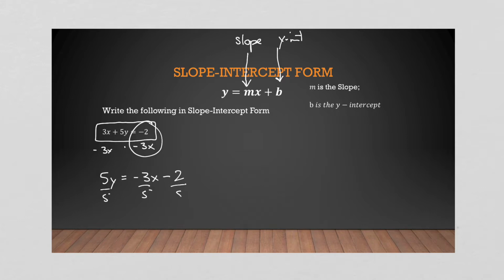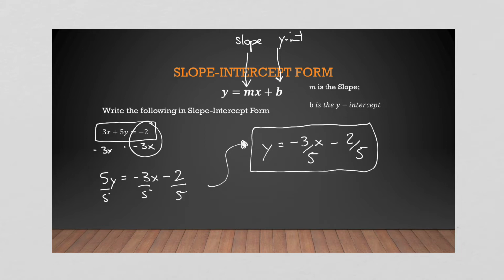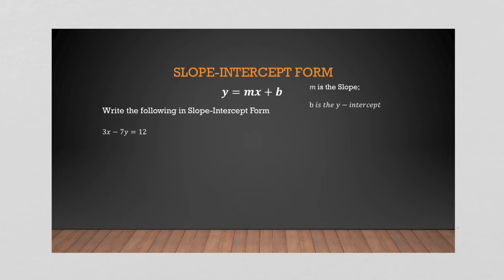Now in this case, are we going to have a beautiful, perfect whole number or integer y-intercept? No. We're going to have y equals negative 3 over 5 x minus 2 over 5. It's still plottable. 2 over 5 is just a little bit less than a half, so you can find a spot on there, but we just work with that. But at least we know our slope and we know our y-intercept, and they're not hidden from us. They're staring right at us.